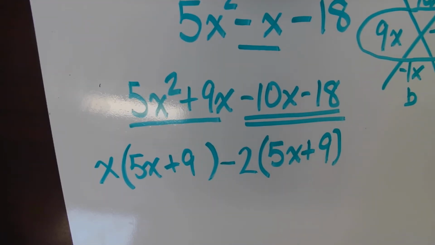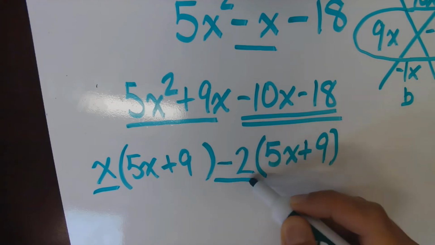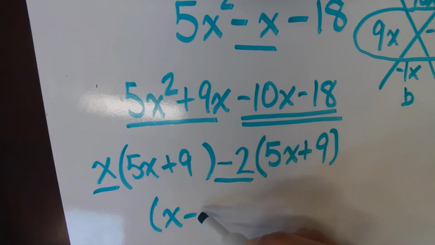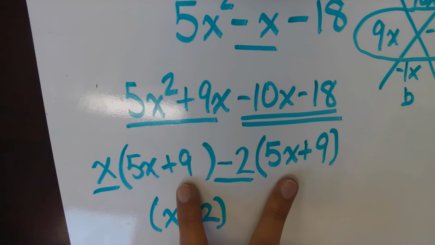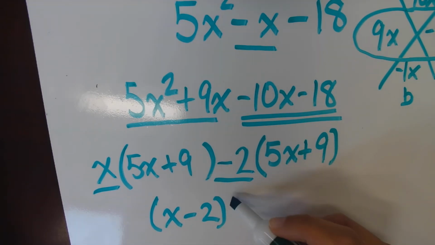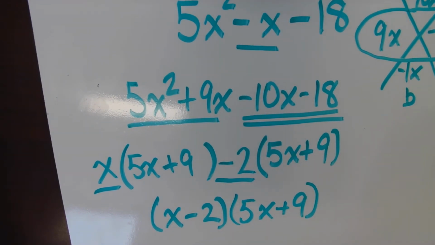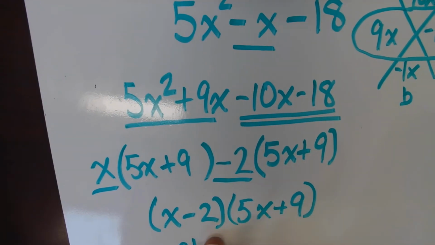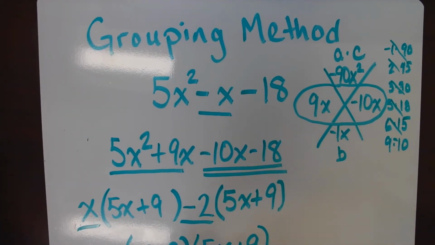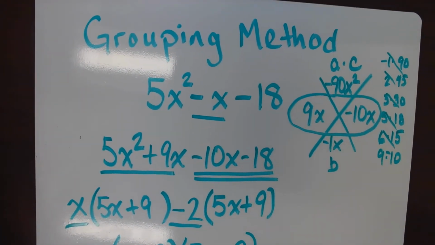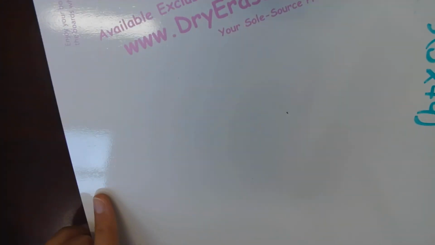The final step is writing out the answer. So the numbers on the outside, x minus 2, will go in one set of parentheses. And then what's being repeated, I'm just writing once. And that would be our answer. So to check if this is correct, I'm just going to write, oh, you can't see that. So I have x minus 2 and 5x plus 9. So I'm going to just do a check.